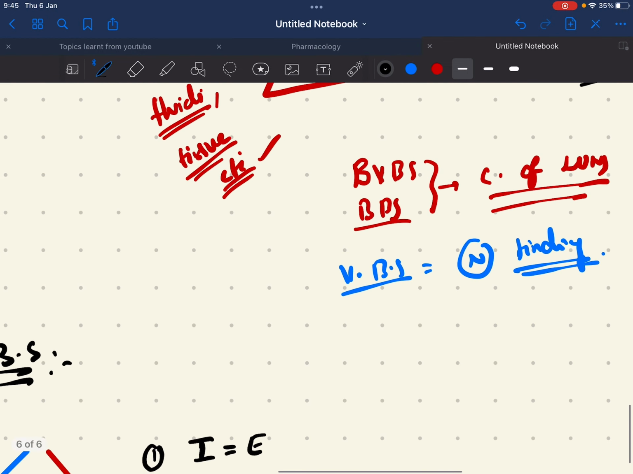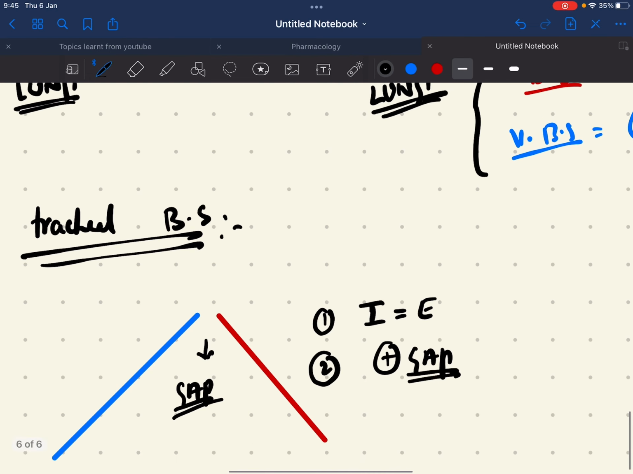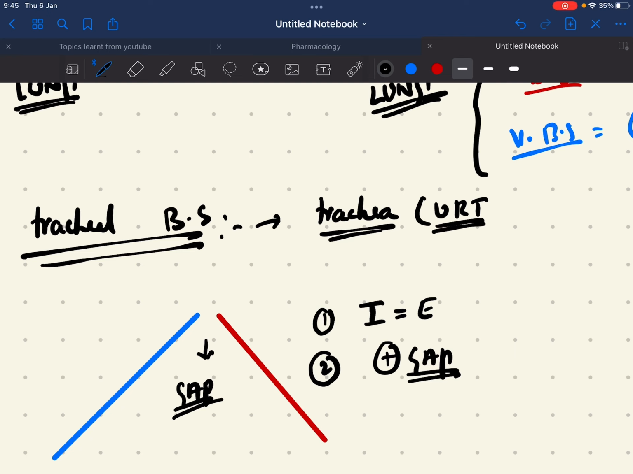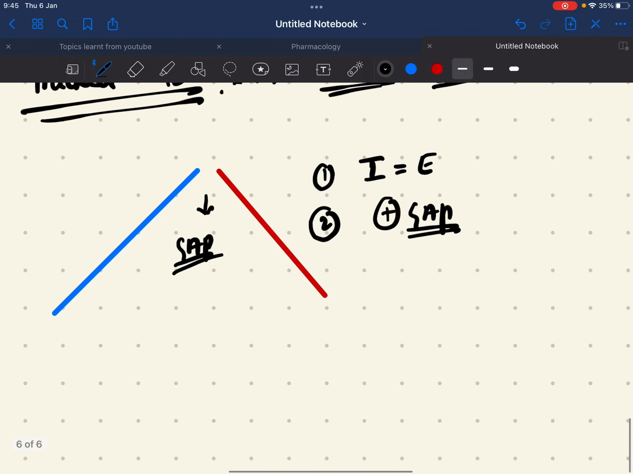So your broncho-vesicular breath sounds, bronchial breath sounds, and your vesicular breath sounds, these are found in the lungs, whereas your tracheal breath sounds, these are found in the trachea or your upper respiratory tract. Okay, that's why they are called as your tracheal breath sounds. So in tracheal breath sounds, the inspiration is equal to expiration. On the top of that there is presence of gap.